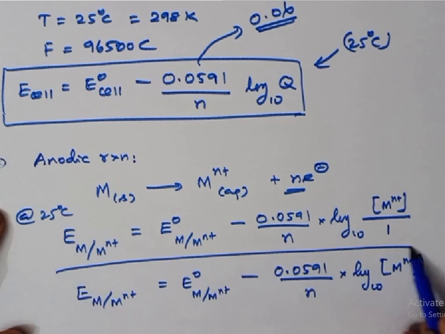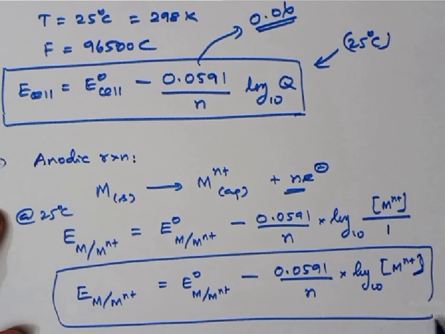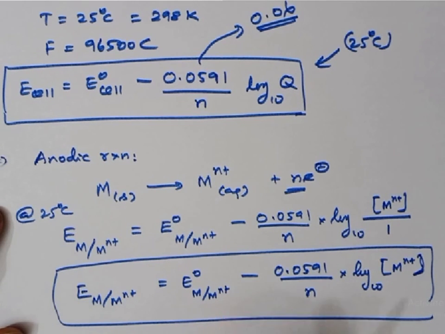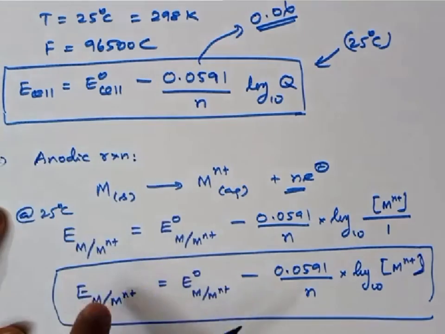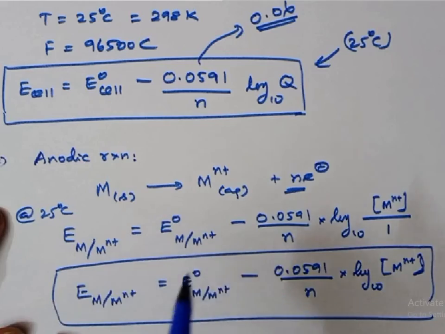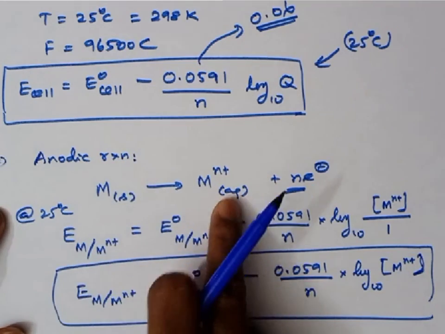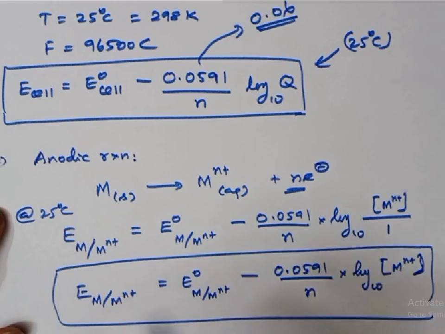So this is also the Nernst equation, but I am applying the Nernst equation to the electrode reaction. You can apply the Nernst equation to a cell reaction. You can also apply the Nernst equation to an electrode reaction. So I have taken an anodic reaction here and applied it. You can also take a cathodic reaction.